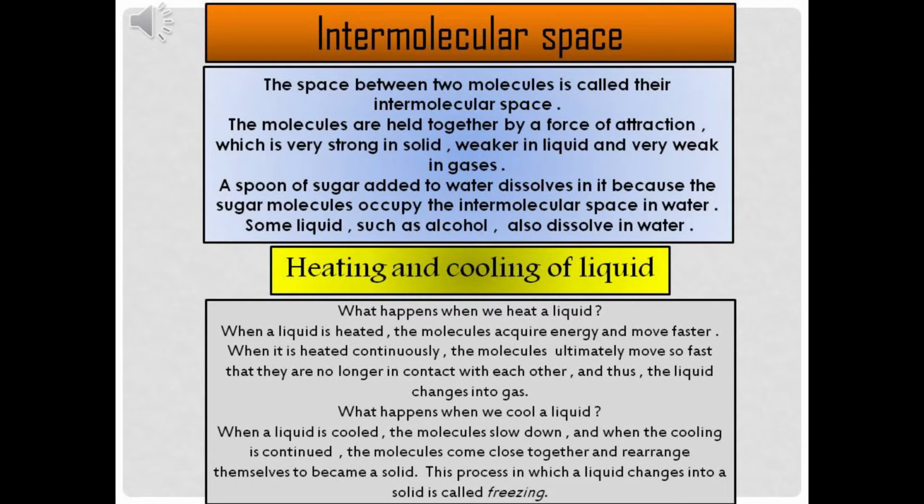What happens when we cool a liquid? When a liquid is cooled, the molecules slow down, and when the cooling is continued, the molecules come closer together, rearrange themselves, and become solid. This process in which liquid changes into solid is called freezing.